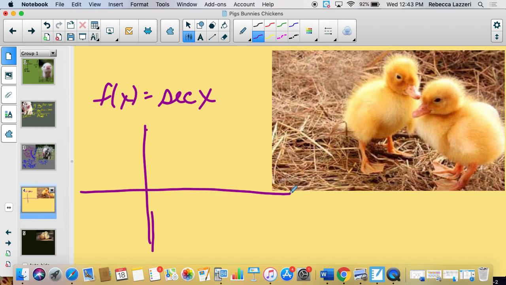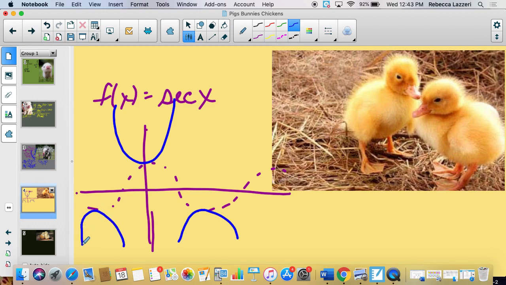No. Okay. Cosine goes like this, and you should be well versed in that. If you're not, go ahead and start thinking about it because you need to get faster at it. Secant goes like this. And the only places they really share are at these amplitude, well, secant doesn't really have an amplitude, at these places where it's 1 and -1. And so we have these asymptotes.